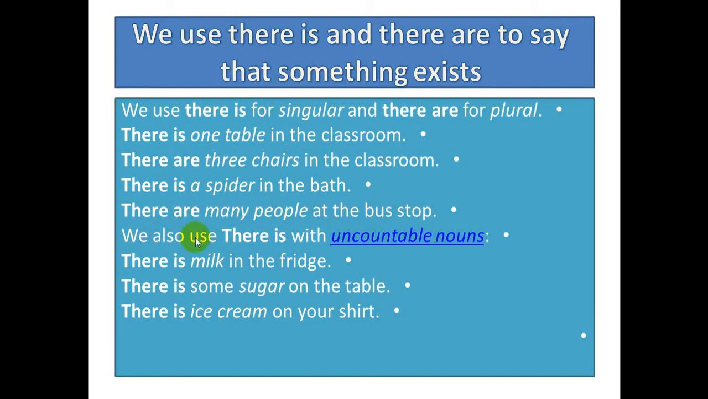We also use there is with uncountable nouns. Countable nouns هي الأسماء المعدودة, uncountable nouns اللي هي الأسماء غير المعدودة. There is milk in the fridge. There is some sugar on the table. There is ice cream on your shirt.